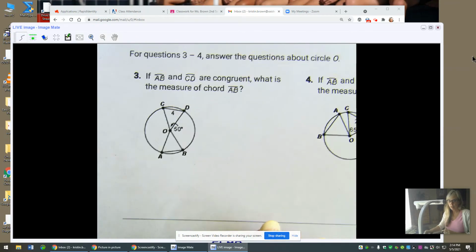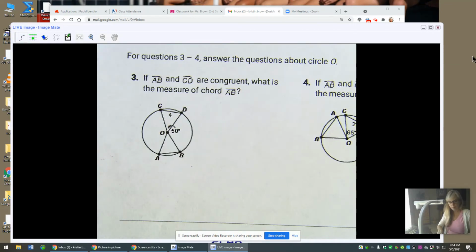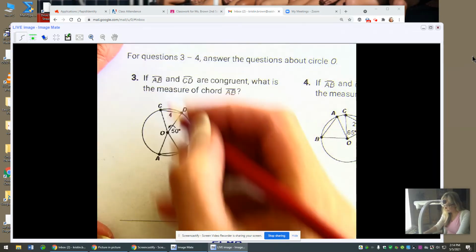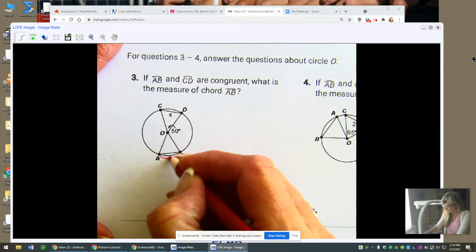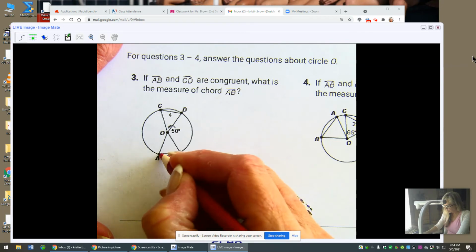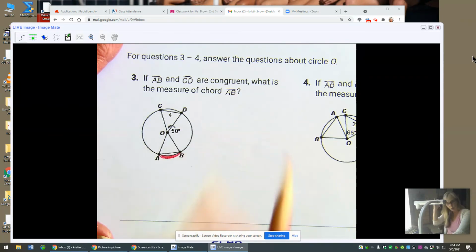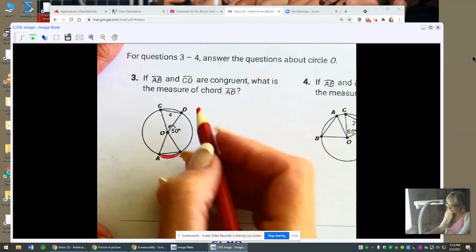All right, moving on. Number 3, we're almost done. So silly how quick these are. Arc AB. Again, they're talking about an arc because we also have a chord AB, but they're talking about the arc AB, and arc CD are congruent.